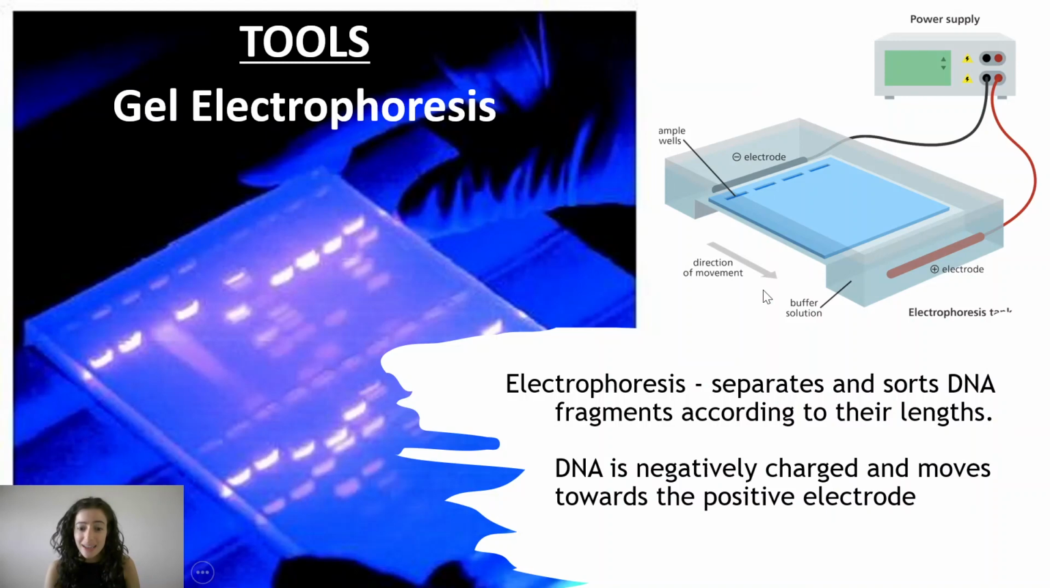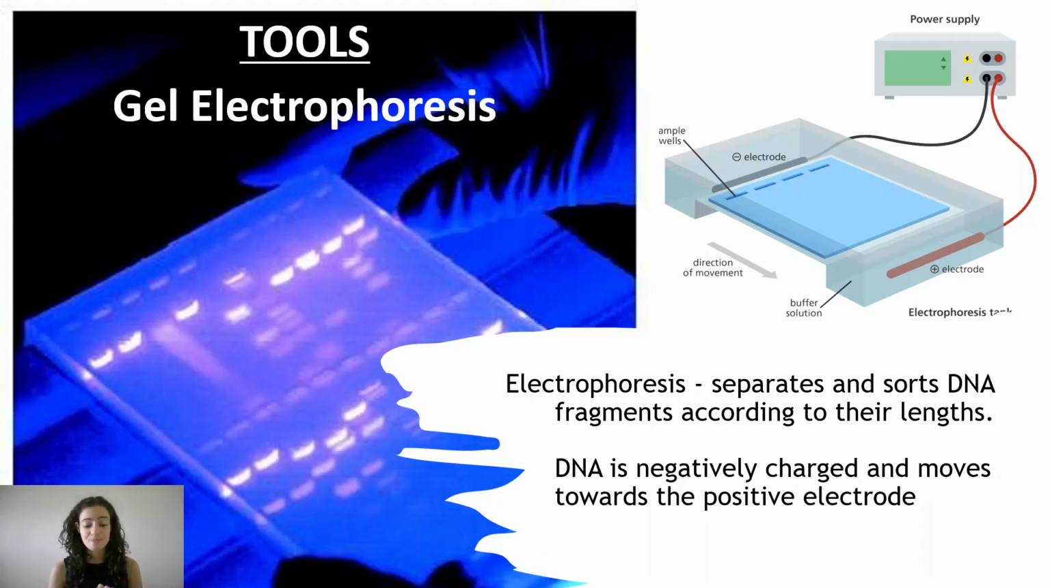Okay, the next tool, which we're going to look at more in the next video as well, is called gel electrophoresis. So electrophoresis is a tool, and it uses this device which has some gel and an electric charge running through. So electrophoresis separates and sorts DNA fragments according to their length.